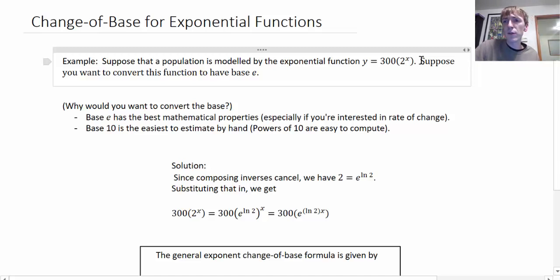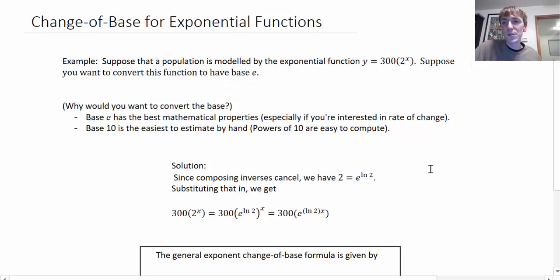Why might you want to convert something to base 10? Generally, you would do that if you wanted to estimate it by hand. And that's just because powers of 10 are the easiest to compute. In rare cases, you might want to convert it to base 2 if you're interested in it as a function that doubles every so often. But I would really say that base e is the most common and very occasionally base 10.